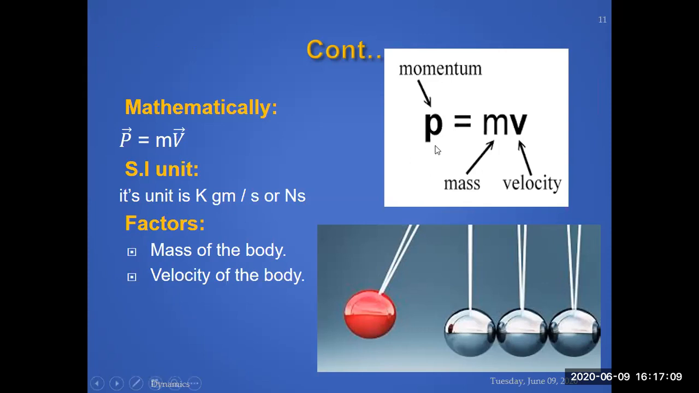So this is the formula. P is basically used for momentum, M for mass, and V for velocity. So these are some of the examples of how momentum is transferred. If this oscillating ball strikes the other ball, it produces motion in the other ball. So this is the concept of momentum.